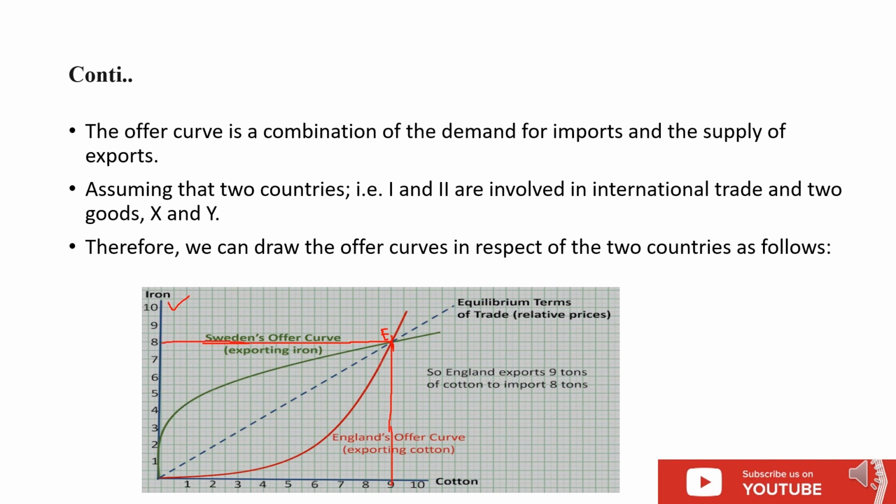Iron. So equilibrium is found at the relative price of the two goods where each is willing to purchase what the other wants to sell.